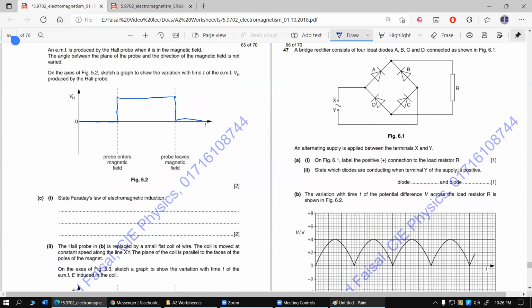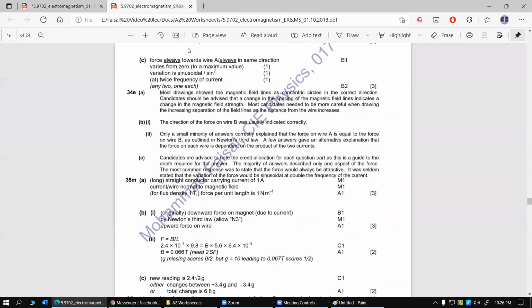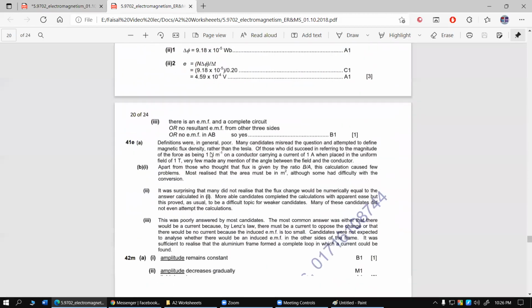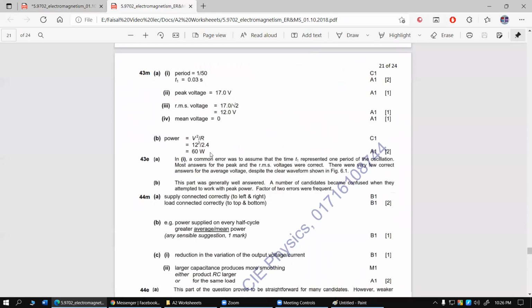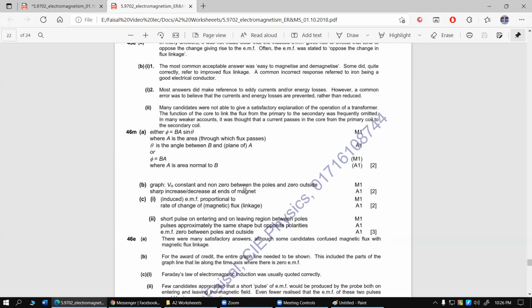আমি এক্সপ্রেশন দিকে পুরোটা পেঁচায় ফেলছি। একটু মার্কিং দেখে নেই। I hope I'm correct. Number 40, 46. Which constant non-zero between the poles and zero outside. Sharp increase and decrease at the end of the magnet. Initial portion rotation, minus to short pole centering on ligament, also same: zero between the poles and outside.